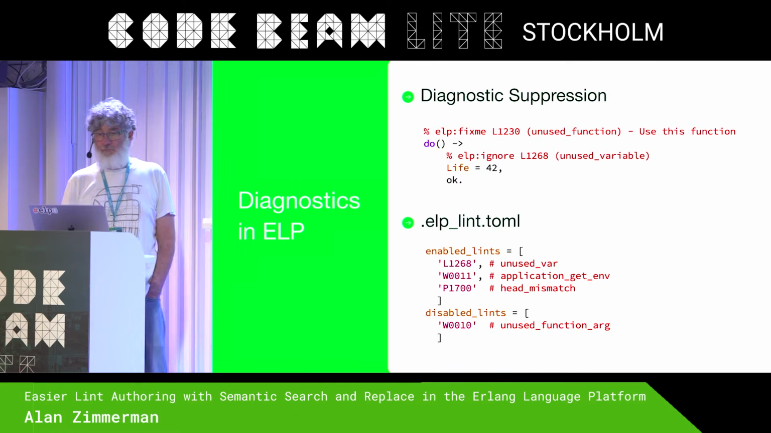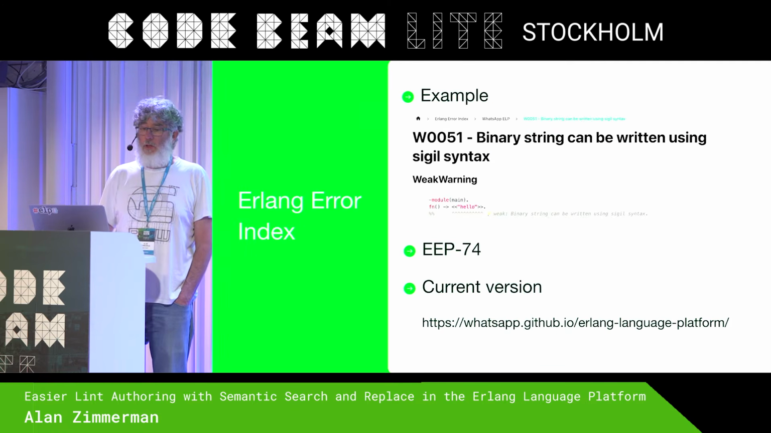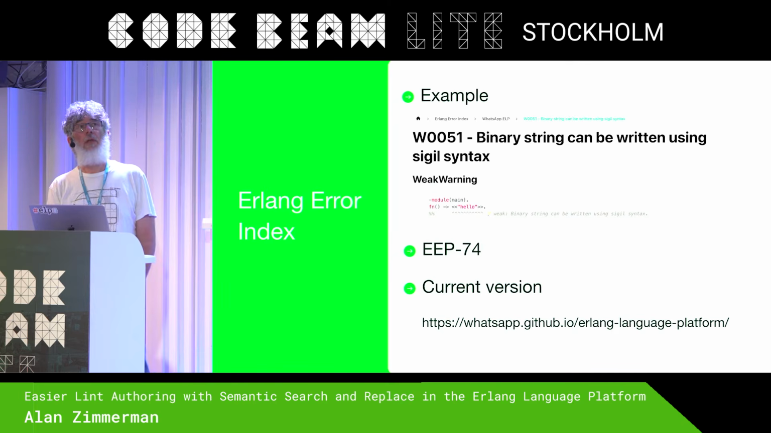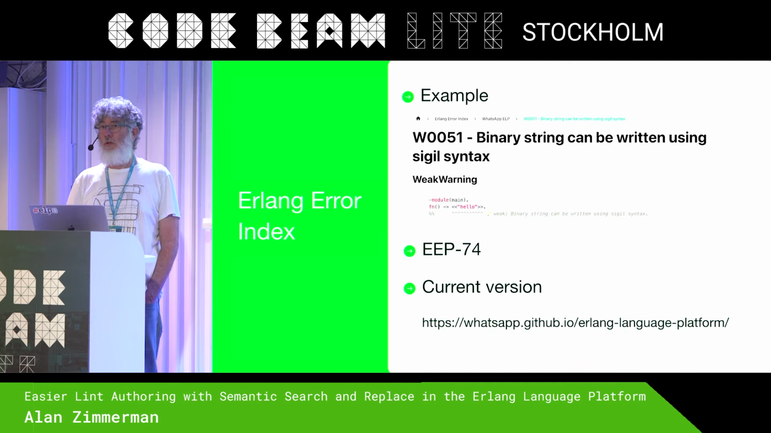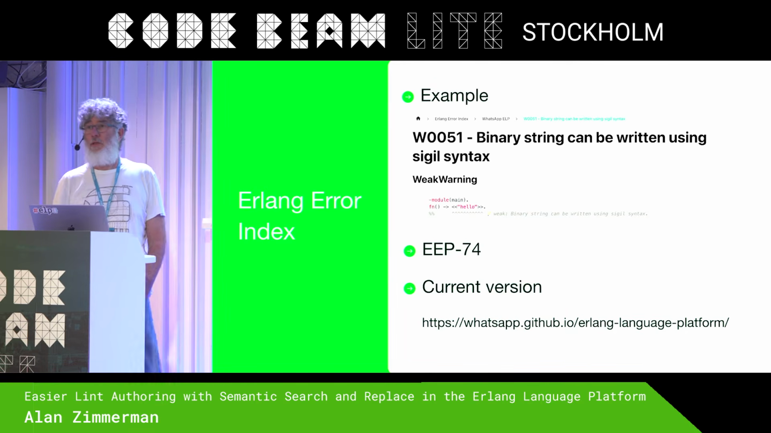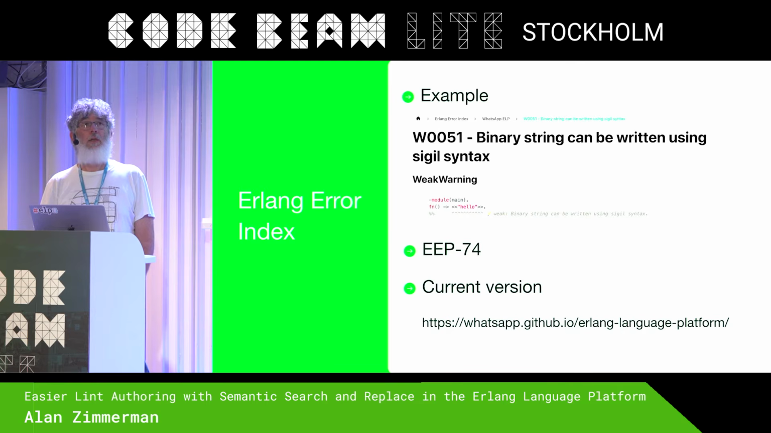Every one of those has a page on this error index. It's been accepted as a standard, EEP 74. The details are still being worked out, but the concept is having every single tool in the Erlang ecosystem, the Beam ecosystem, generate these error index tags, which then each have their own web page.